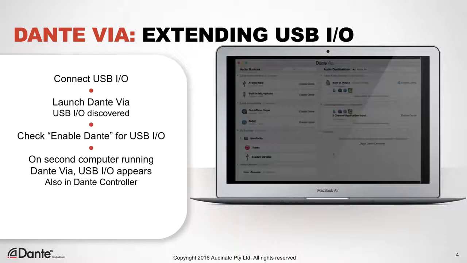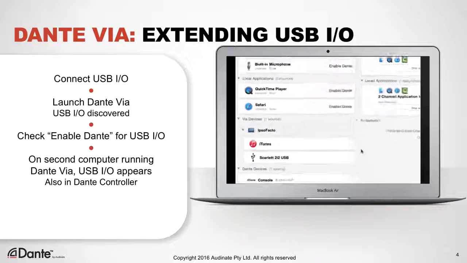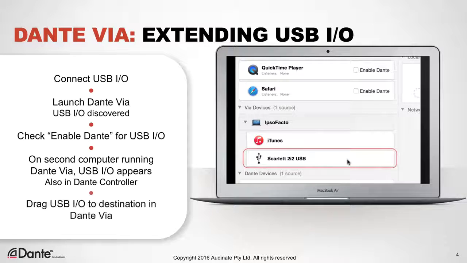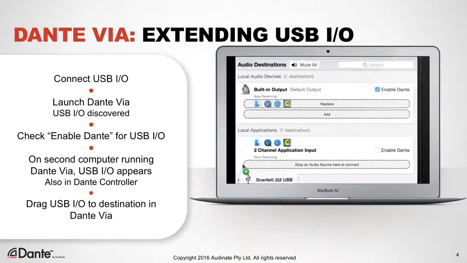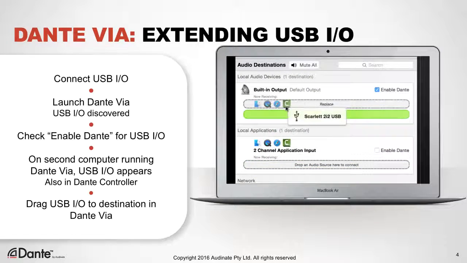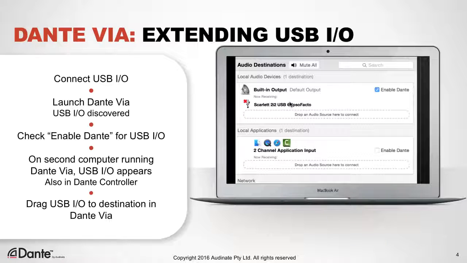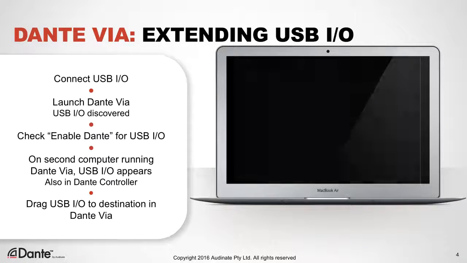Note that each discovered device has a checkbox to enable Dante. Check this box. On a second computer on the network running Dante Via, the USB input-output automatically appears. In Dante Controller, the USB input-output is represented as labeled channels of the computer hostname. On a second computer, drag the discovered USB I/O to a destination of your choice. That's it. The route is made. We can also use Dante Controller to route audio from the USB mic to any destination on the network.